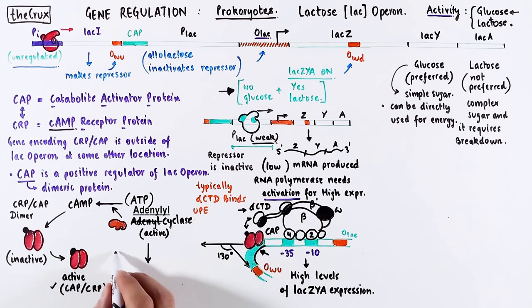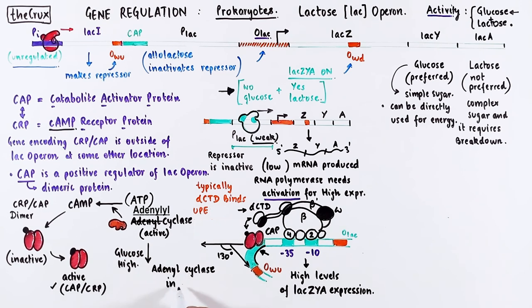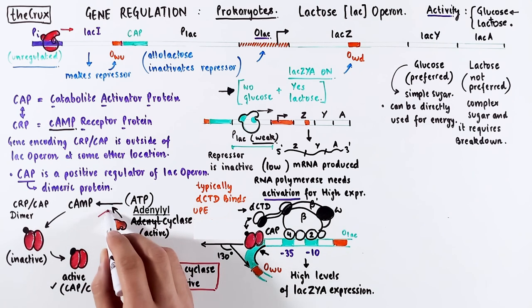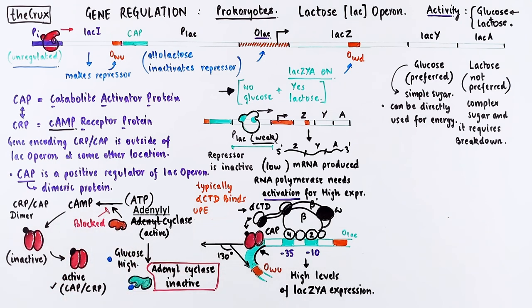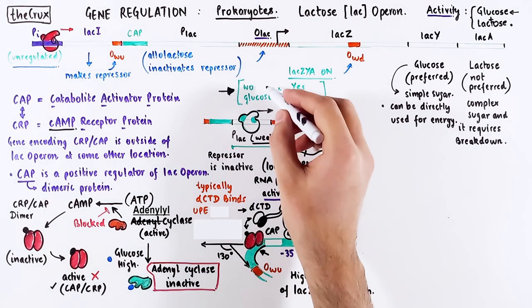In the other situation, when there is high glucose concentration, this cyclase is inactivated, because glucose molecules bind to the active form of the enzyme and make it non-functional. And if this enzyme is inactive, the ATP to cAMP reaction cannot occur. And if cAMP cannot be produced, the active CRP molecule cannot be produced. Now let's formalize this concept involving glucose.